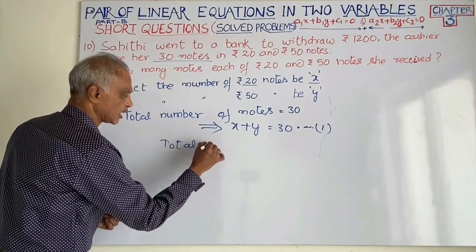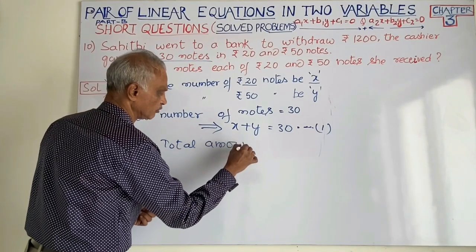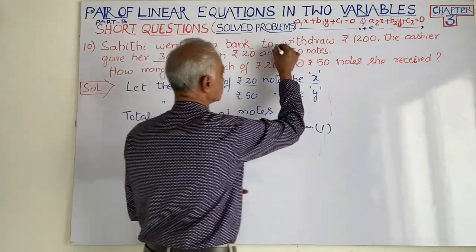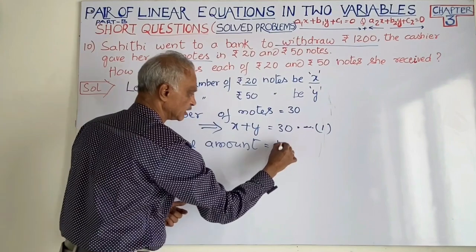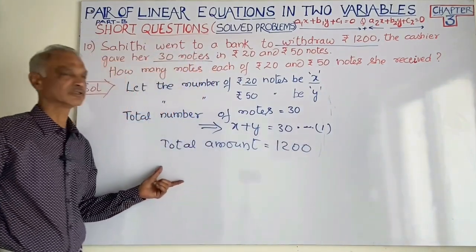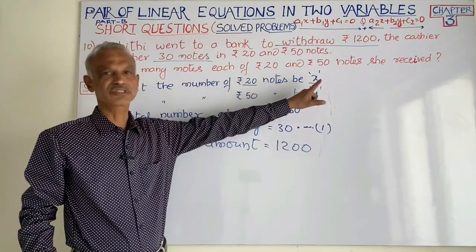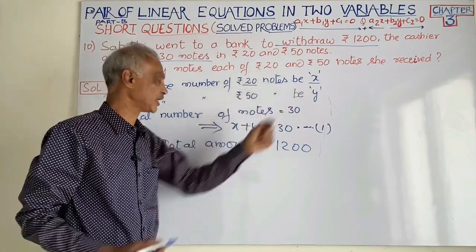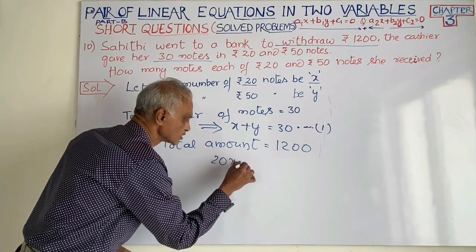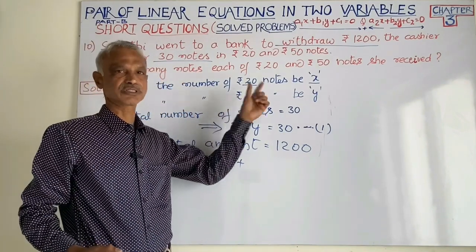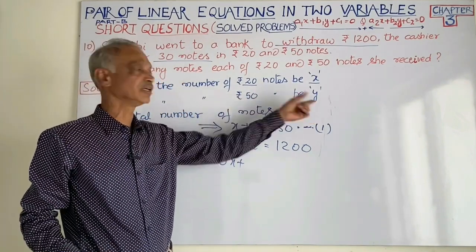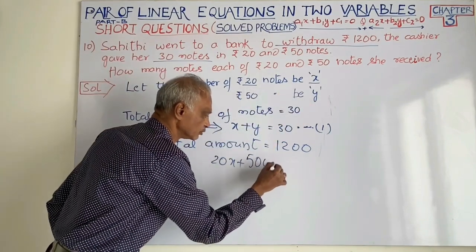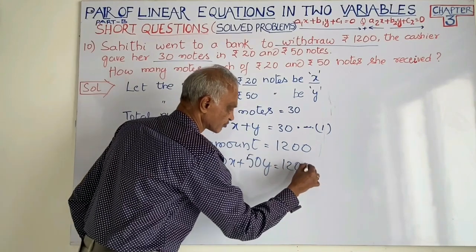What is the total amount we have? Total amount is 1200 rupees. Now, see, number of 20 rupees notes is x. Each note is 20 rupees, so total amount is 20 into x, 20x. Plus 50 rupees notes: number of 50 rupees notes is y. Total amount is 50 into y. 20x plus 50y is equal to 1200 rupees.